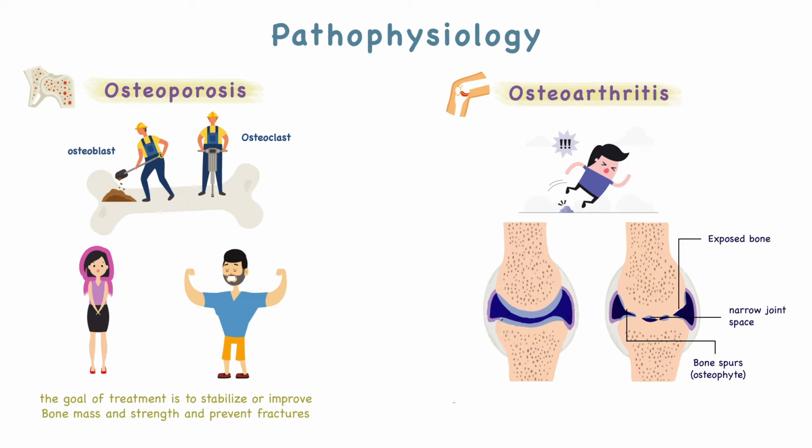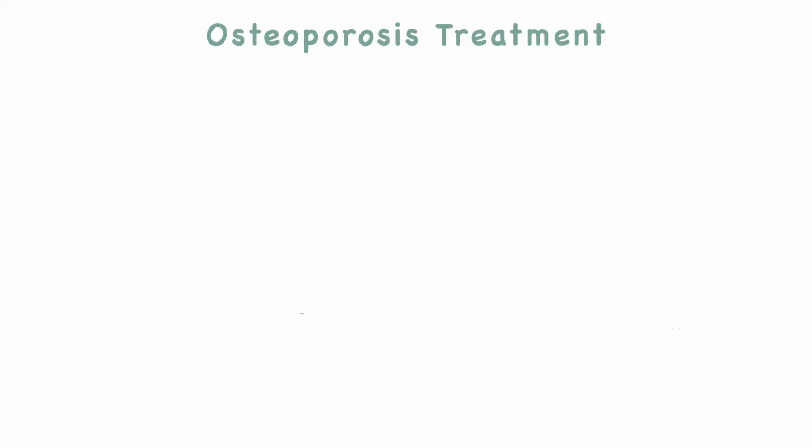The predominant symptom is deep aching pain in affected joints. Pain will increase with joint activity and will decrease with rest. For drug therapy, the target is relief of pain. First, let's start with the osteoporosis treatment.